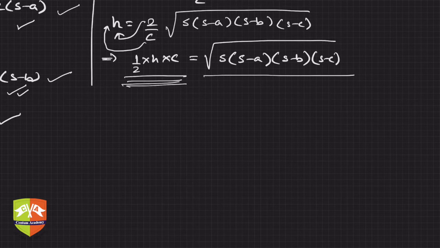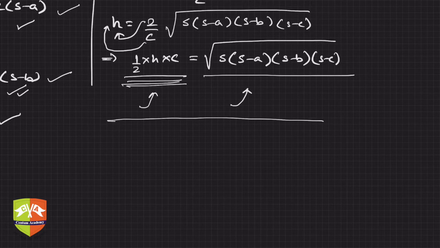So we arrived at the triangle's area being either half into h into c, that is half into base into height, or if you know the three sides, it will be under root semi-perimeter times semi-perimeter minus first side into semi-perimeter minus second side into semi-perimeter minus third side. This is what is the case. Let's take a quick example and understand.